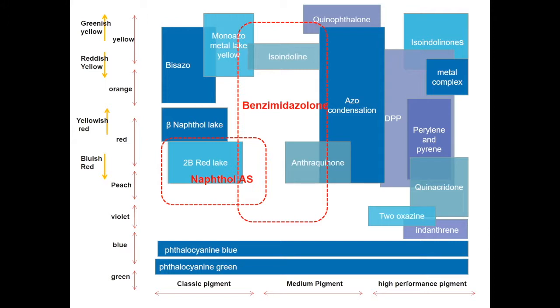In the middle pigment category, we can see benzimidazolone pigments and isoindoline pigments. The properties and the price of these pigments are somehow between classic and high-performance pigments. Special benzimidazolone series pigments are of good performance and reasonable price. Its annual output is over thousands of tons.